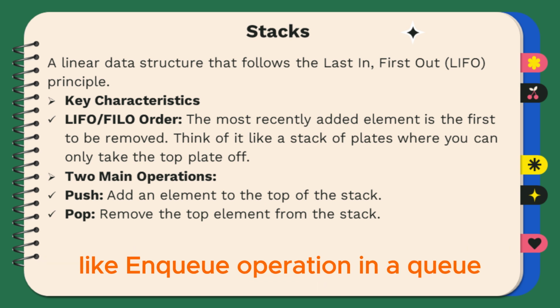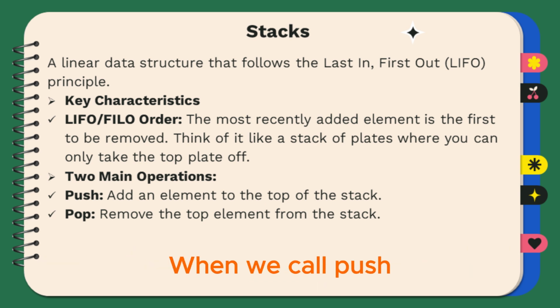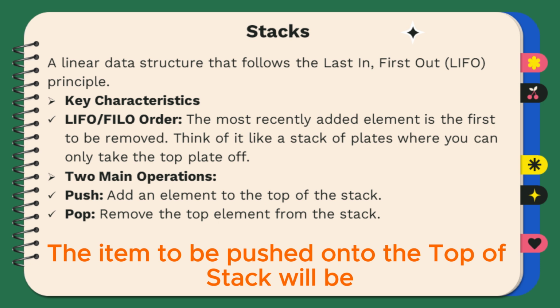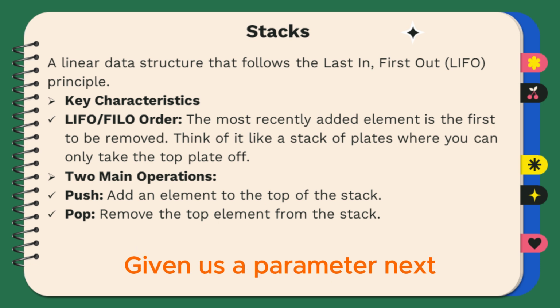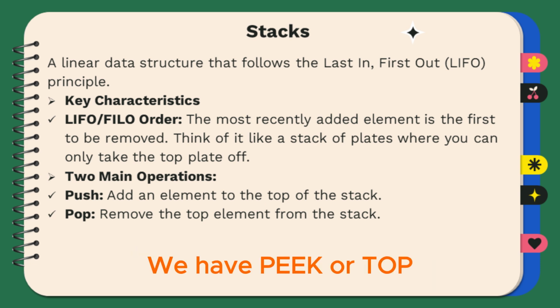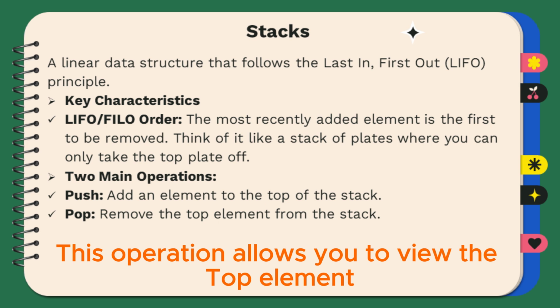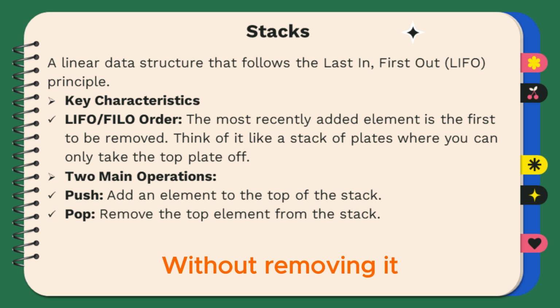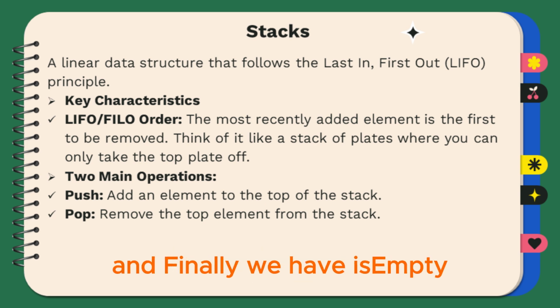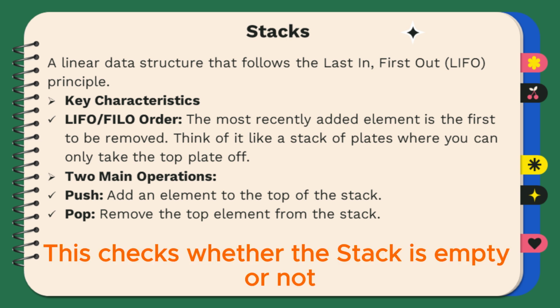Like the enqueue operation in a queue, when we call push, the item to be pushed onto the top of the stack will be given as a parameter. Next, we have peek or top. This operation allows you to view the top element without removing it. And finally, we have isEmpty. This checks whether the stack is empty or not.